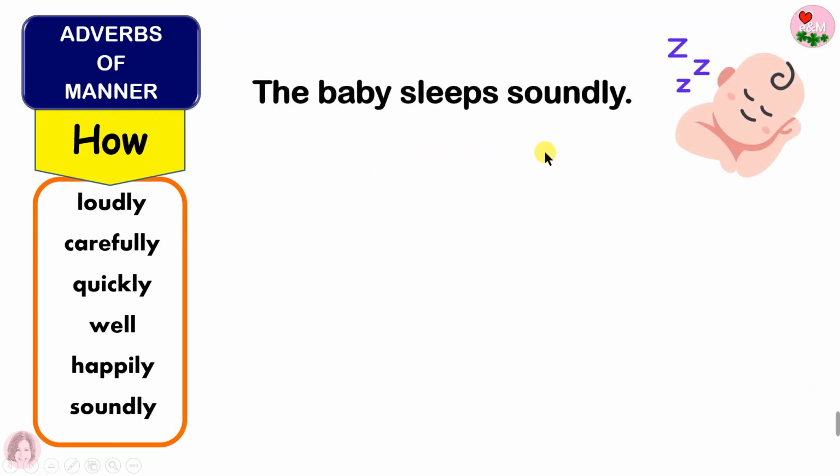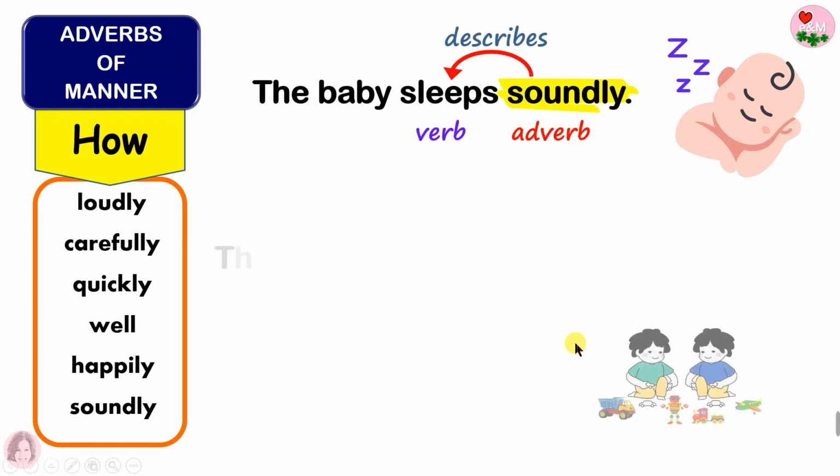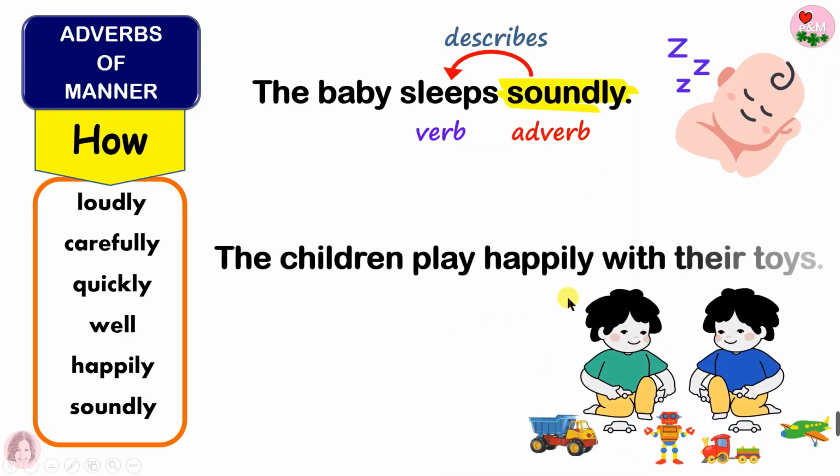The baby sleeps soundly. The adverb here is soundly. It describes the verb sleeps. Another example. The children play happily with their toys. Happily is an adverb. It describes the action word play. The adverbs in each of the sentences answer the question, in what manner? How does the baby sleep? Soundly. How do the children play? Happily. Adverbs can answer other types of questions about how an action was performed.